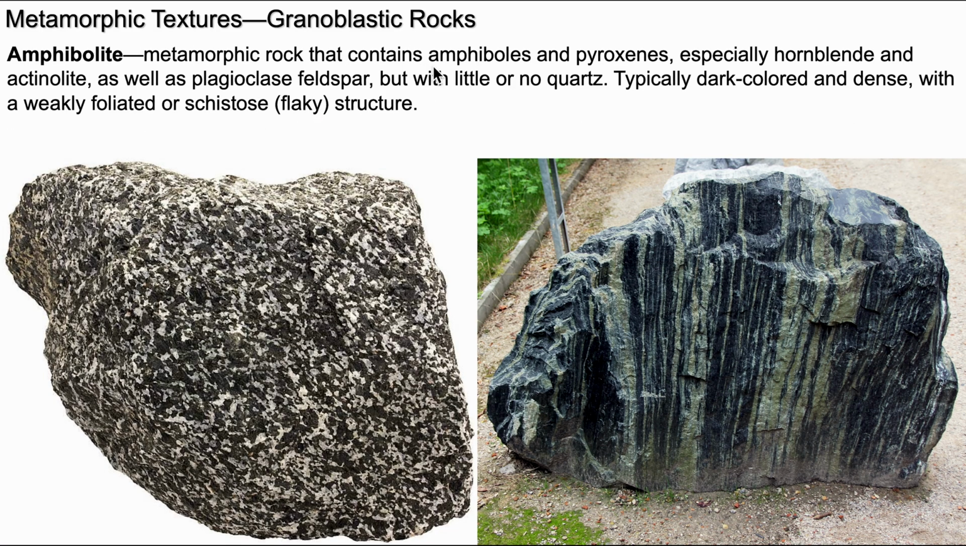Amphibolites are metamorphic rocks that contain amphiboles and pyroxenes, most notably hornblende and actinolite, as well as plagioclase feldspar, but with little or no quartz. They're typically dark-colored and dense, with a weakly foliated or schistose structure. Two examples of amphibolites here.